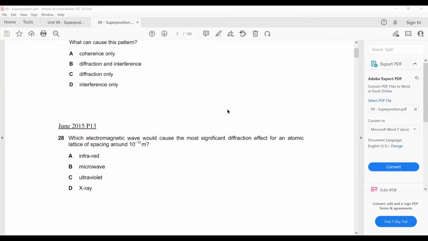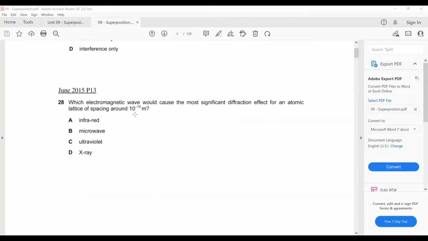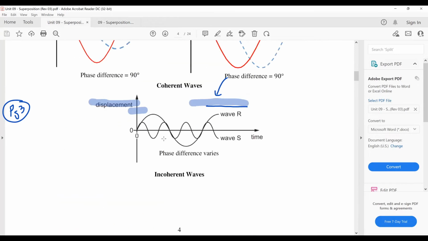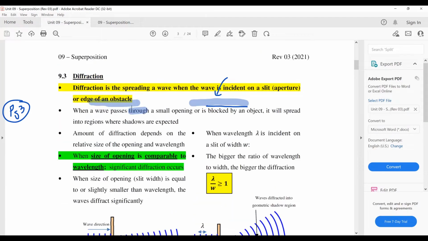Okay, now just look at the bottom page here. Sorry, it's still page 3. Look at question 28. Which electromagnetic wave would cause the most significant diffraction effect for atomic lattice spacing of 10 power minus 10 meter? Okay. So most significant diffraction effect. I mentioned diffraction to you guys before in one of the earlier parts of the notes.